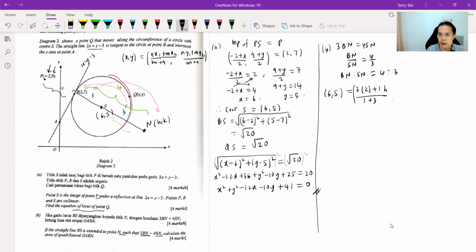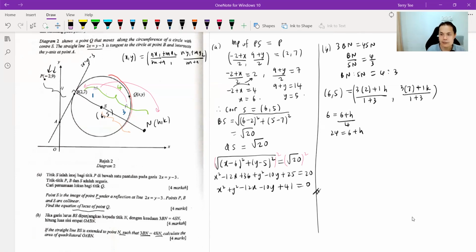Then we continue with the y coordinate. You take your n, which is 3, I multiply with the y coordinate 7, my m is 1, I multiply with my y coordinate k, total ratio 1 plus 3. So let's compare this now. 6 equals (6 plus h) over 4. Let's solve for h, right? So when I multiply over, this is 24 equals 6 plus h. My h, bring over, is just 18, right? 24 minus 6 is 18.